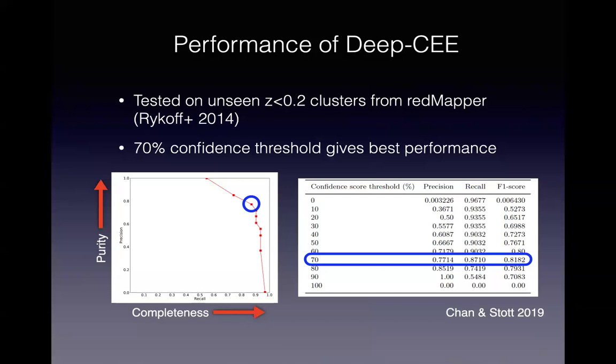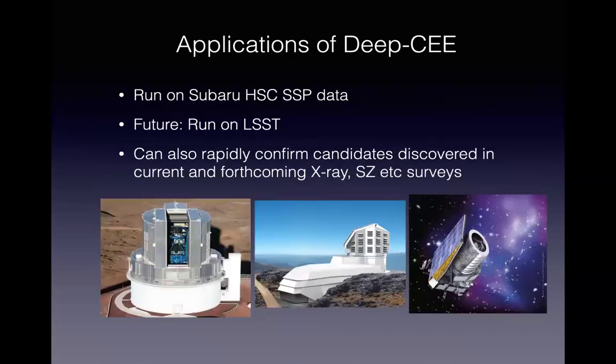And we didn't tweak it any further. We could have done, but this was purely a proof of concept. We were getting a recall of 87% and a precision of 77%, so it was very successful and did very well. The plan would be to run this on the Subaru Hyper Suprime-Cam SSP data, which I've not done. We probably should. And in the future, maybe run it on LSST data.